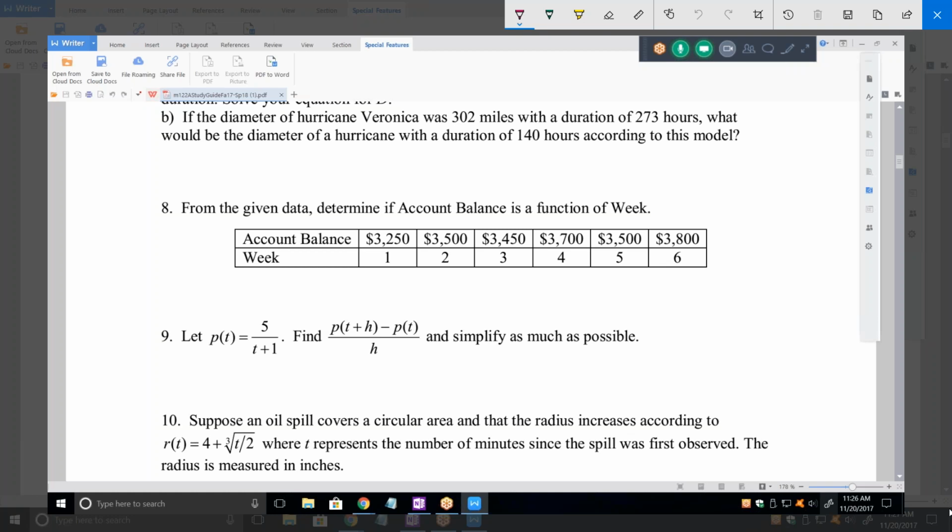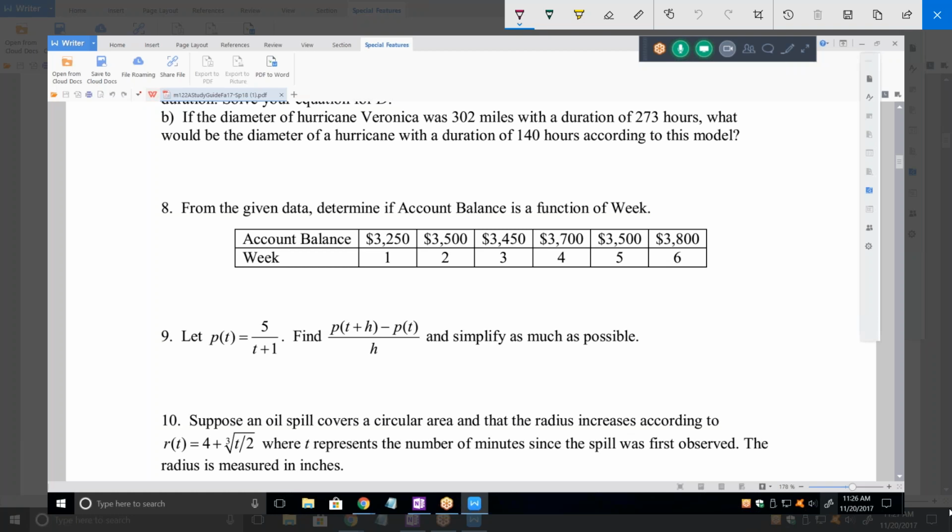What are they asking here? If the two are related. If it's a function. No, there's a very specific definition of function. What is it? It's got to pass the vertical line test.